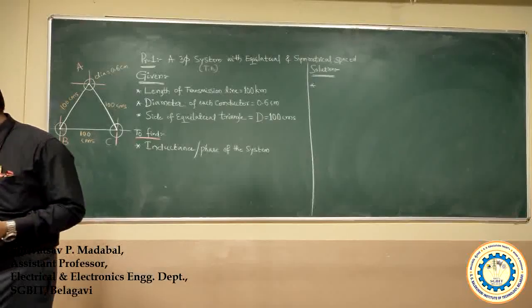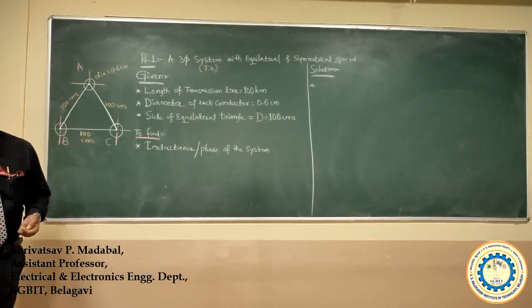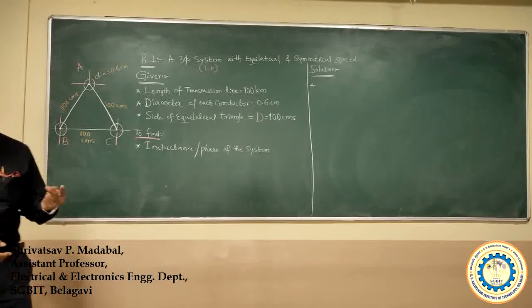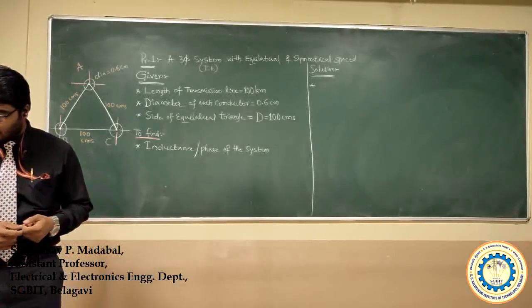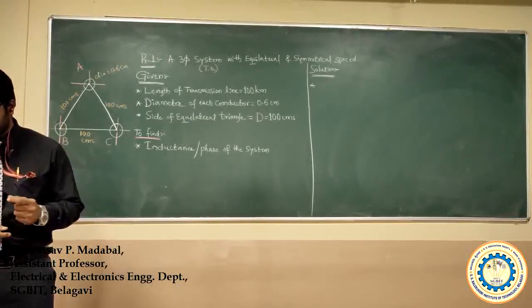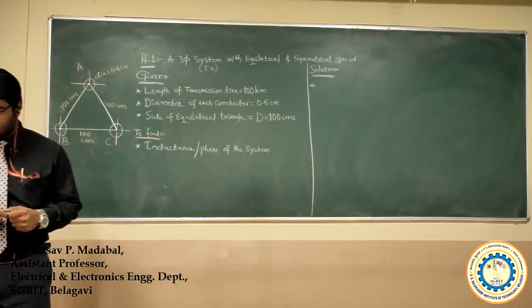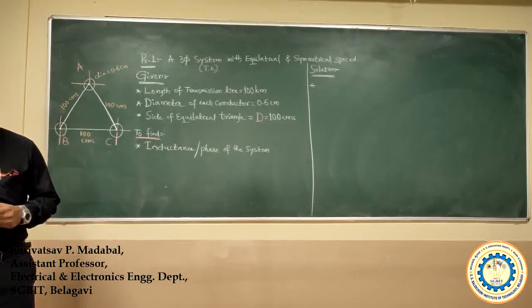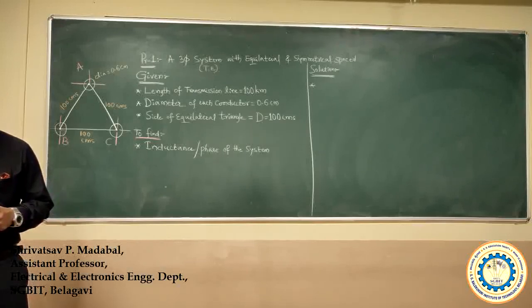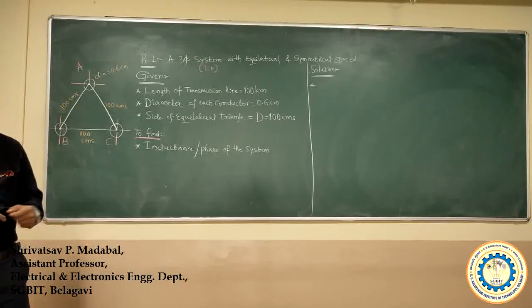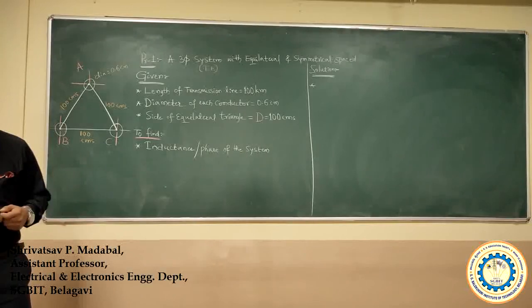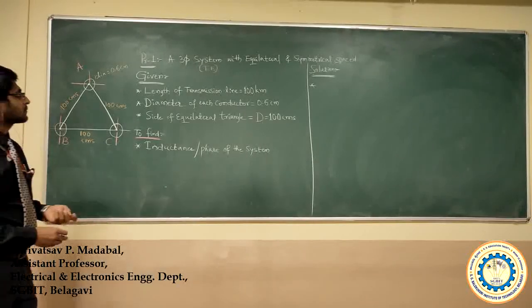As follows. The problem statement is: a three-phase transmission line 100 km long has its conductors of 0.6 cm diameter, which are spaced at the corners of an equilateral triangle. Each side of the equilateral triangle is of 100 centimeters. The arrangement is shown in the figure here, and he is asking to find the inductance per phase of the system.